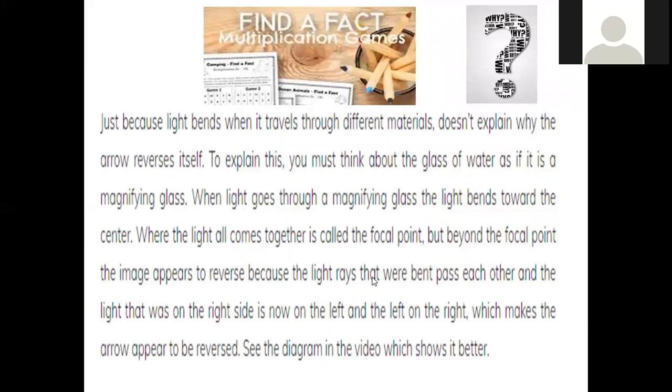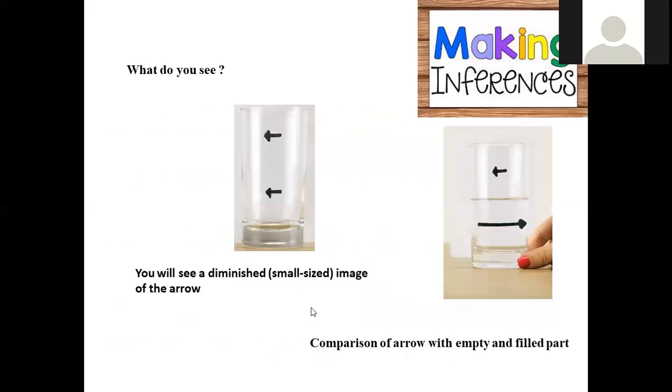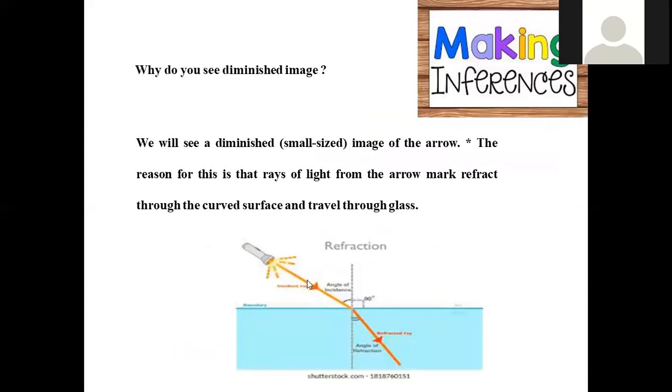In the case of the empty glass, what happens? The image is formed beyond the focal point. That's the reason why it will be very small in size. Beyond the focal point, that's the reason why the image size is very small. And the process called refraction of light is carried out so that the light will be bent, so a concise angle will be there. That's the reason why the size of the image will be diminished.